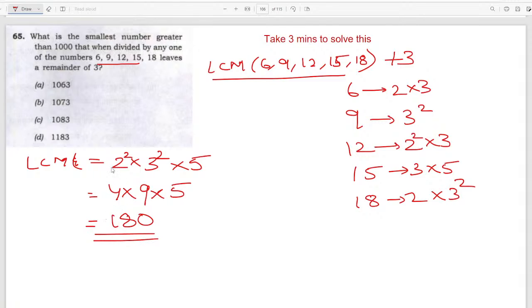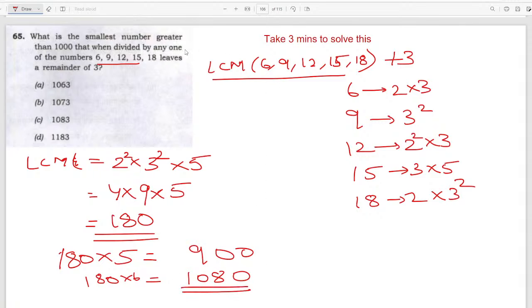And to find the nearest number that is just greater than 1000, let's check 180 into 5. That will give me 900. So the number just greater than this is 180 into 6.